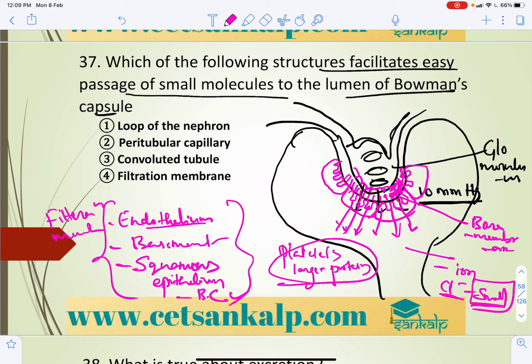So the answer for this: generally, the structure that helps here is the filtration membrane. Because of this filtration pressure, the blood plasma moves here, with all those essential and non-essential substances. That is why it is called primary urine, not only the waste composition.